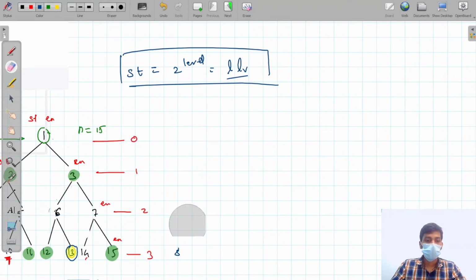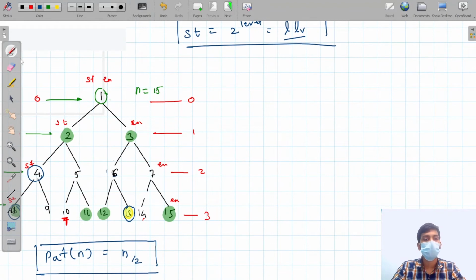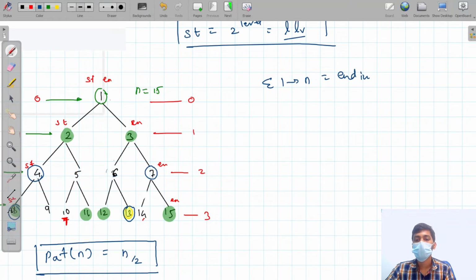Now let's try to find out some relation for ending points. What we can see here, if I say 7 is my ending point, let's take 7 as an example. If I say that 7 is my ending point, then how to find the relation in this ending point? Can we observe that the summation from 1 to n is nothing but our ending point?